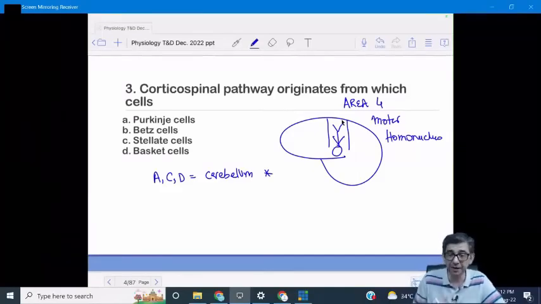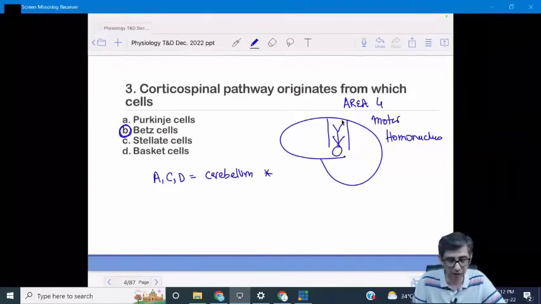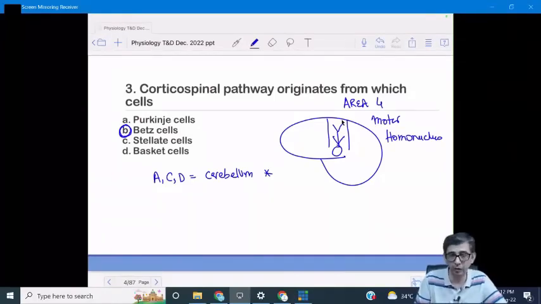तो वहाँ पे जो cells present होते हैं उनका नाम होता है Bett cells. The correct answer for question number 3 is Bombay. You should be anyway knowing about the cells of the cerebellum, right? And in fact, there is one more cell in the cerebellum that is called the granular cell, which would be having an excitatory output. I mean, normally all cells of the cerebellum have an inhibitory output except the granular cells.